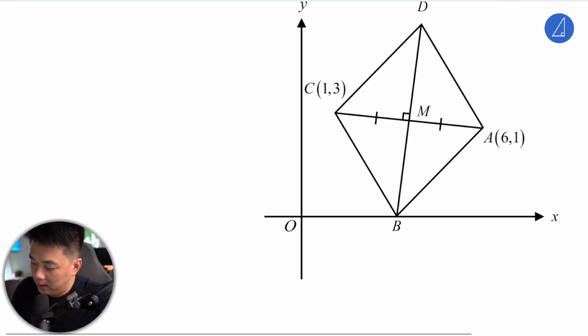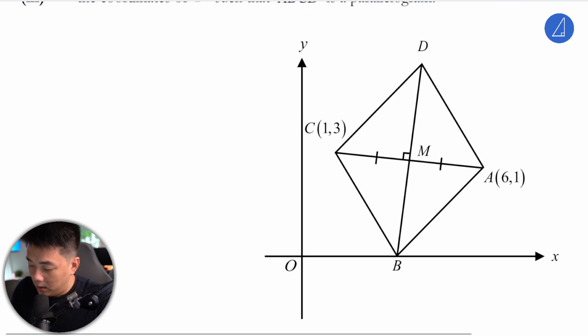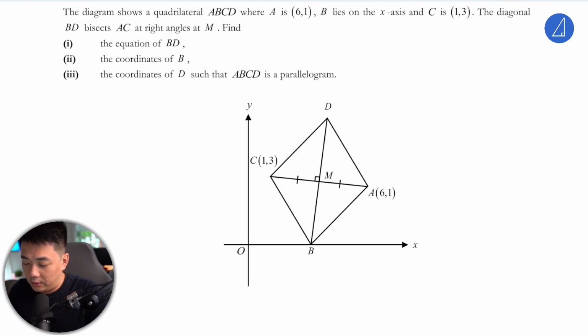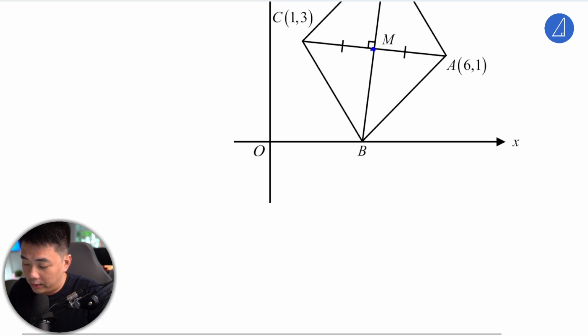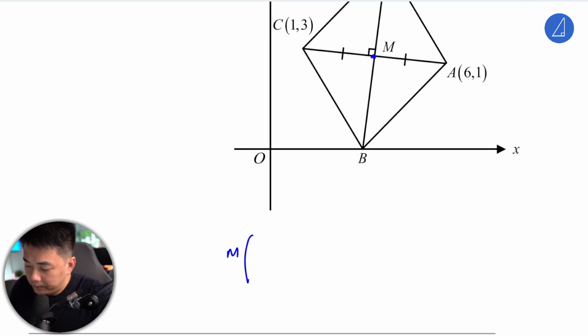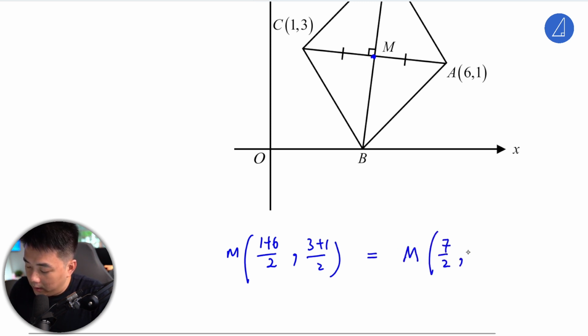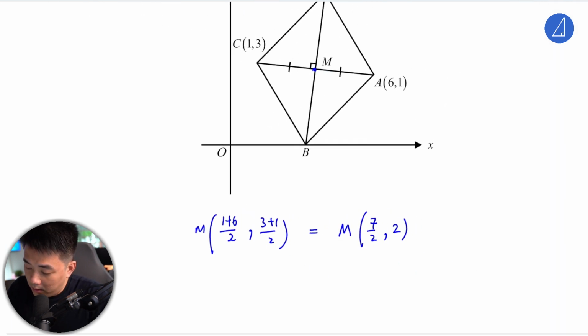First off, we need to know that this is 90 degrees, so in order for us to find the line equation, what we need is a point here. So we need the midpoint. M, the midpoint of AC, essentially we just take (6 plus 1) divided by 2, then after which you take (3 plus 1) divided by 2. So M is (7 over 2, 2).